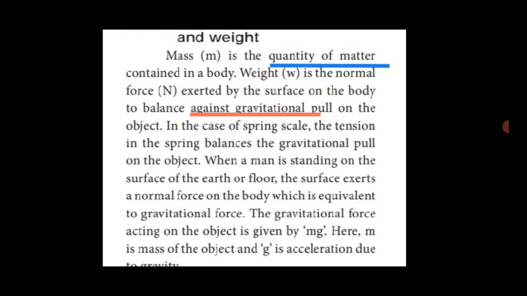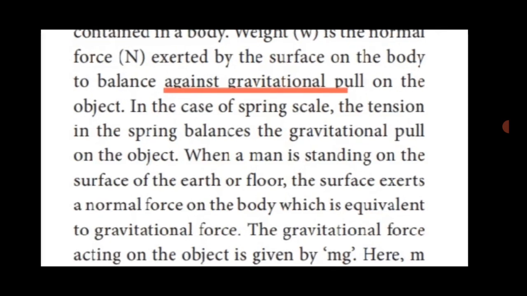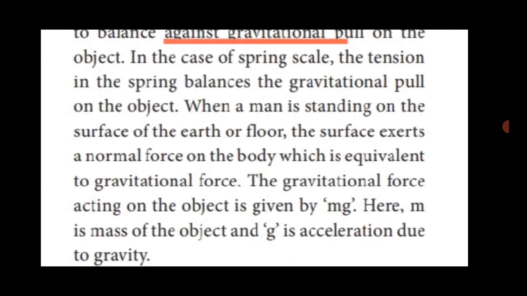It is exerted by the surface of the body to balance against the gravitational pull on the object. This is weight. In the case of a spring scale, the tension in the spring balances the gravitational pull on the object. When a man is standing on the surface of the earth or floor, the surface exerts a normal force on the body, which is equal to the gravitational force.